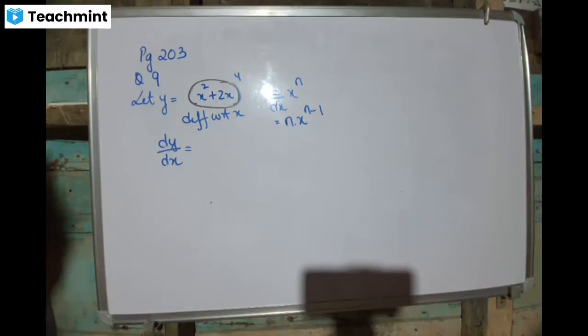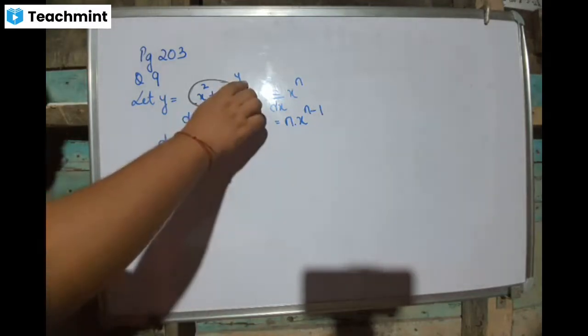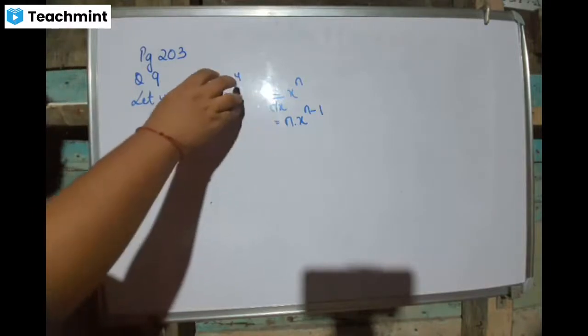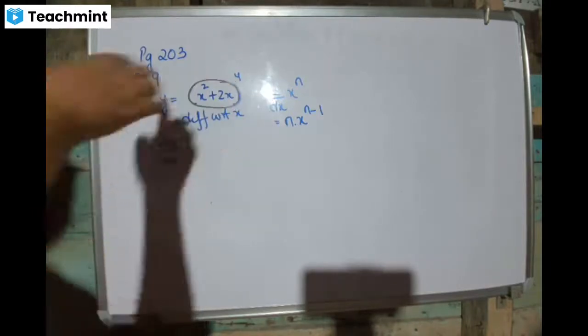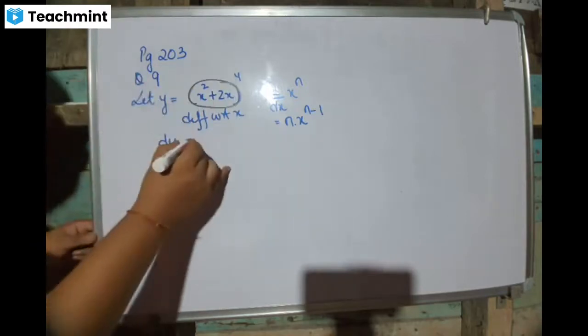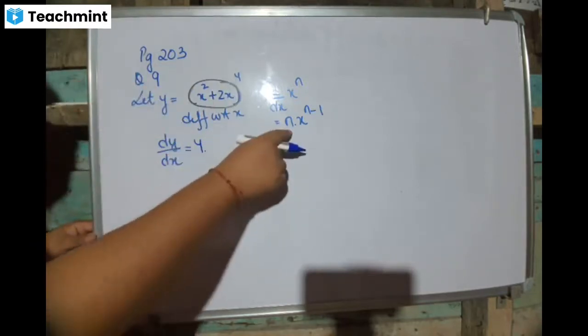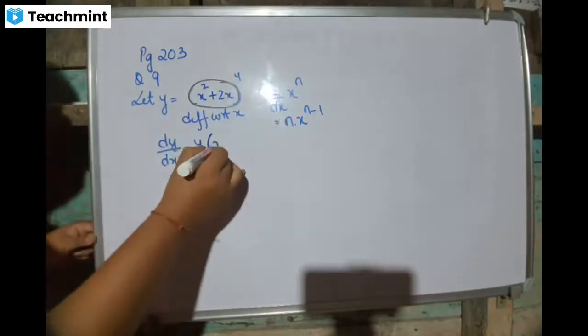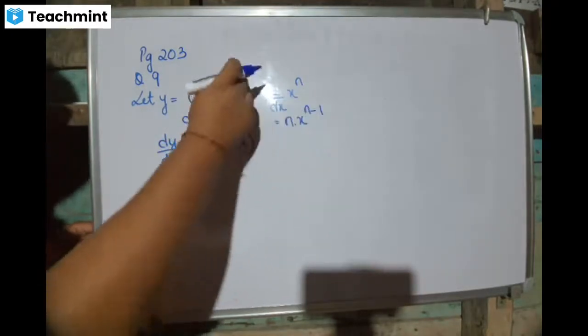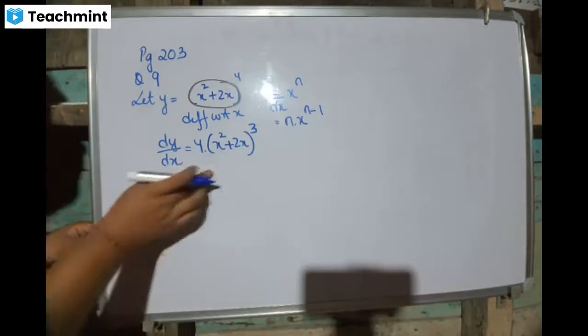Is that clear? So whenever the power is a constant, everyone, you need to keep in mind, the base has to be x. So since the base is not x, we have assumed this as x. So 4 comes in front. According to this formula, the power comes in front. The base remains as it is, x square plus 2x, and n minus 1, that is 4 minus 1, is 3. So this is the formula.